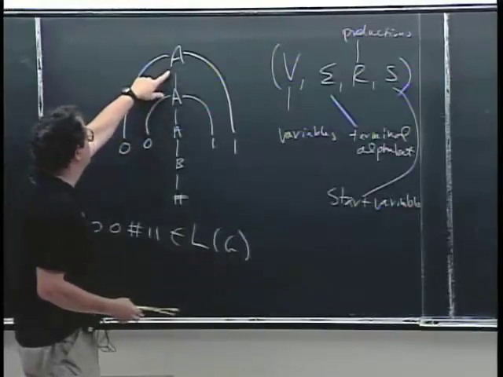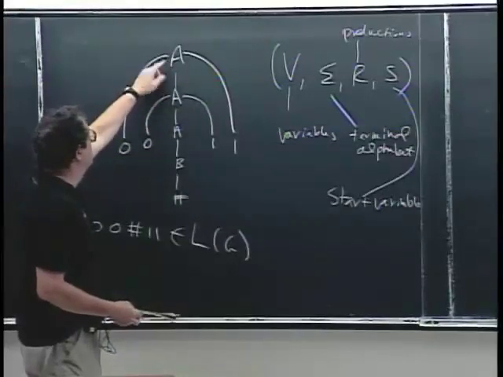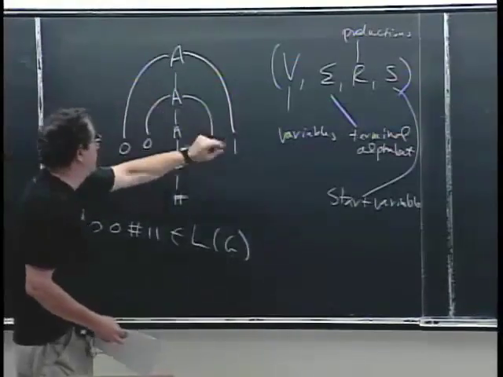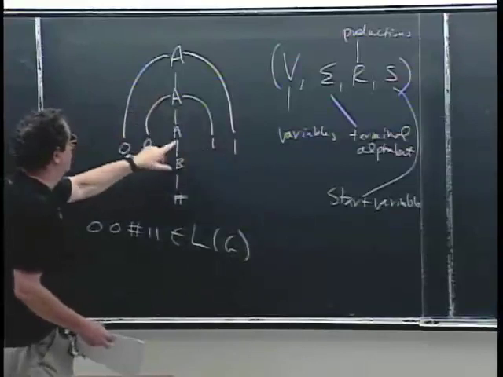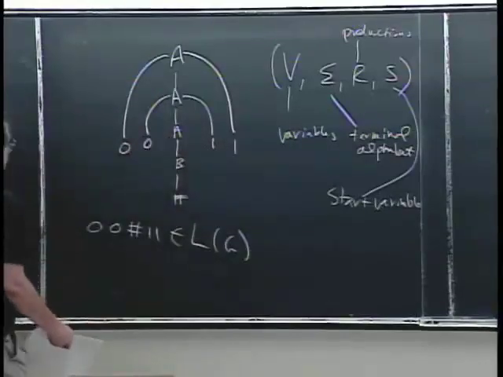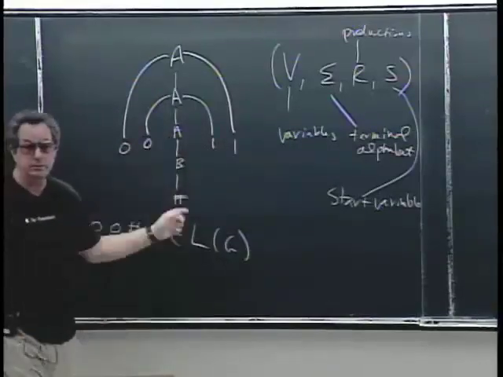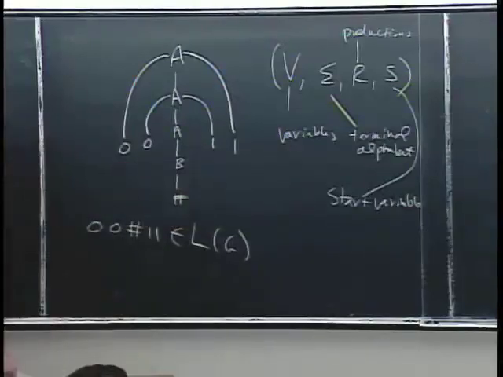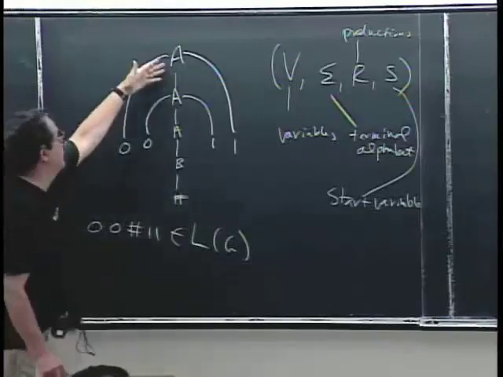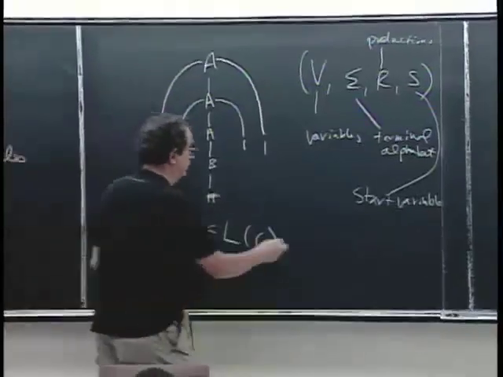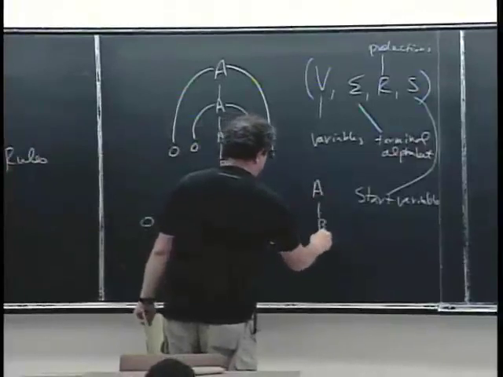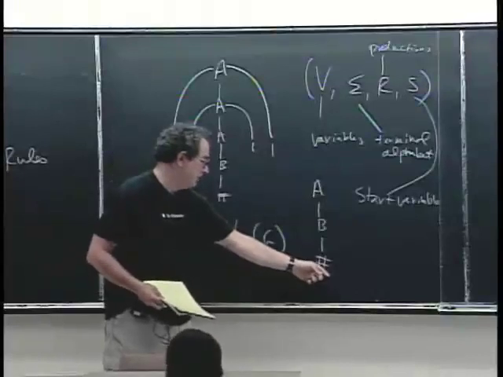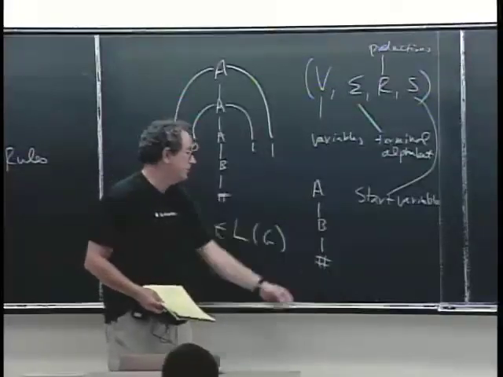So here, A is the start, and we're using this production. A goes to 0 A 1, and then we're using it again, and then we're using the A goes to B production, and then B goes to the hash production. And in this grammar, you notice that there are choices. We could have actually done a derivation that just has A goes to B goes to hash. So this is also in the language that's generated by this grammar.